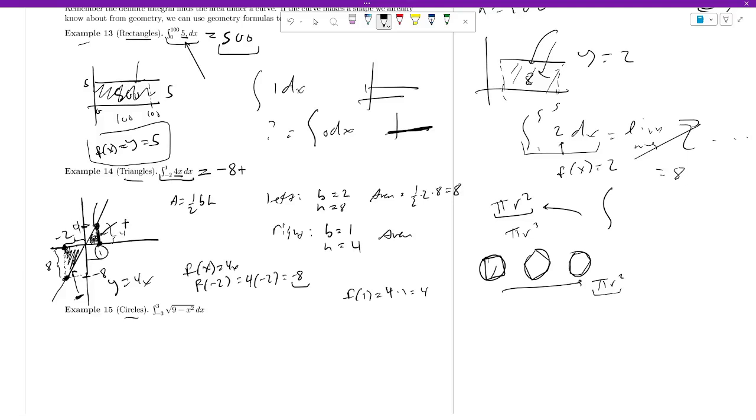So the area of this right-hand triangle is 1/2 base times height. The base is 1, height is 4, so that's 2. So that's the positive area of the right-hand side triangle, -8 plus 2. So then we get -6. That's telling us that there was more area below the axis on the left side than there was on the right side, which makes sense from the picture, but it's good to see that.